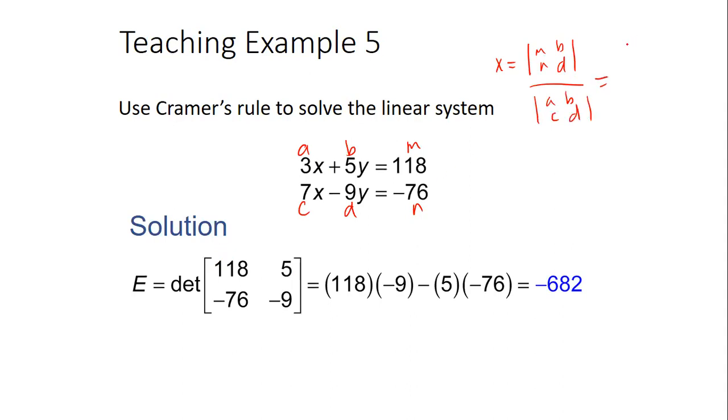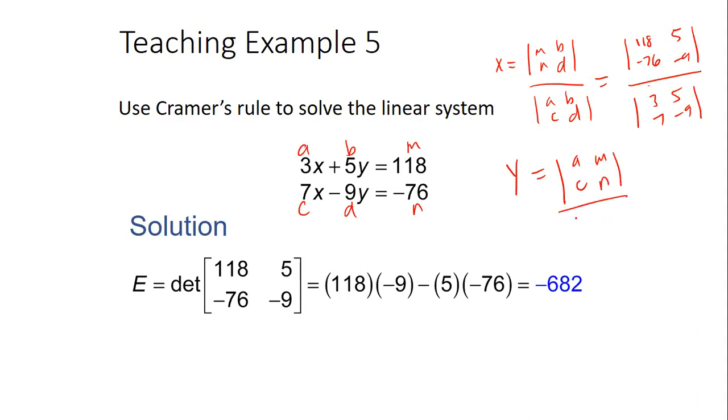So for this problem, I'm looking for the determinant of M and N, which is 118, negative 76, and then B and D, which is 5 and negative 9, over A, B, C, D. And that's going to be your 3, your 5, your 7, and your negative 9. And once you do the math, you're going to have your X value. And you're going to do the same thing for Y, except Y is now going to be A, C, M, and N, over A, B, C, and D.